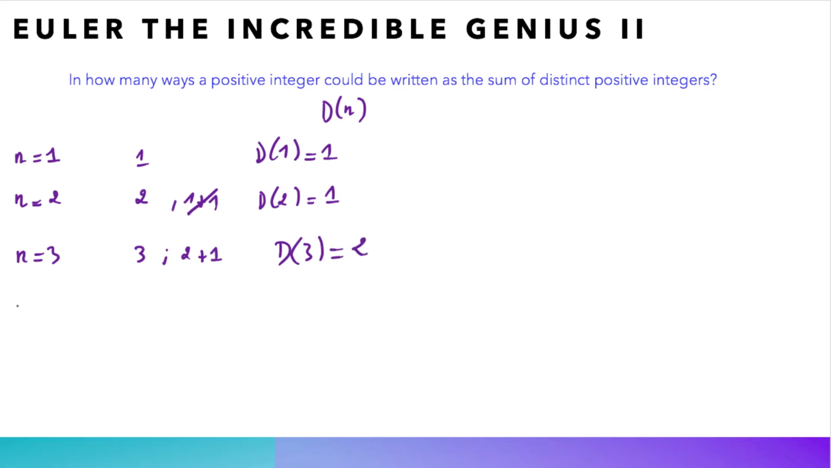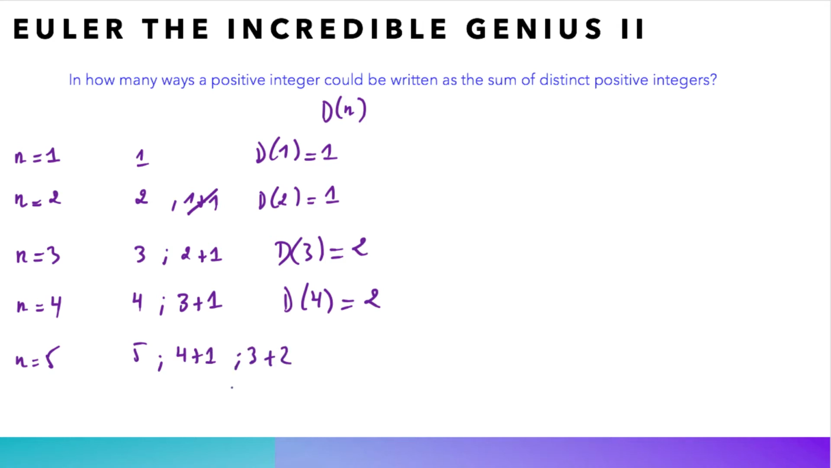Now if you go further, for n equal to 4, we have 4, but we also have 3 plus 1. We have 2 plus 2, but they're not distinct. We have 2 plus 1 plus 1, but we cannot take this as a solution, and thus we get that d of 4 is equal to 2 as well. Now for n equal to 5, 5 is equal to 5, or it is equal to 4 plus 1, or 3 plus 2, and you can check by yourself that these are the only ways in which we can write 5 as the sum of distinct integers. So d of 5 is equal to 3.